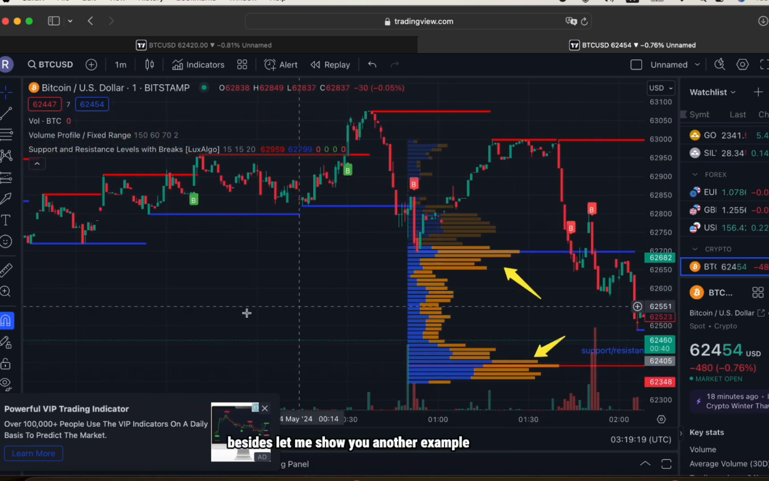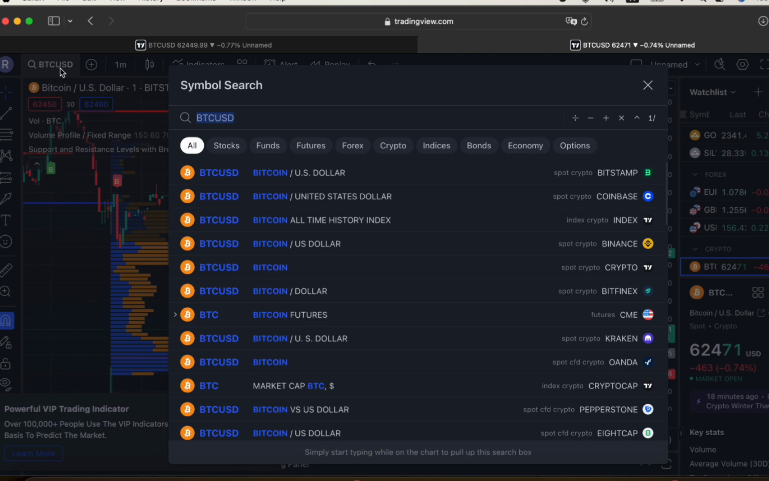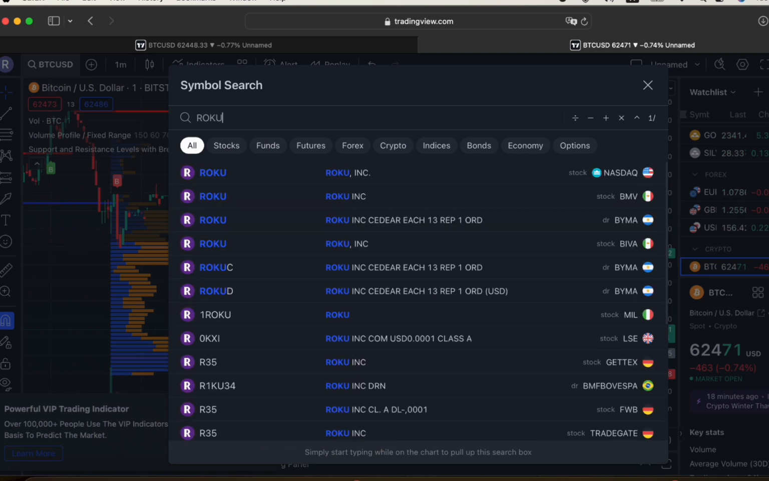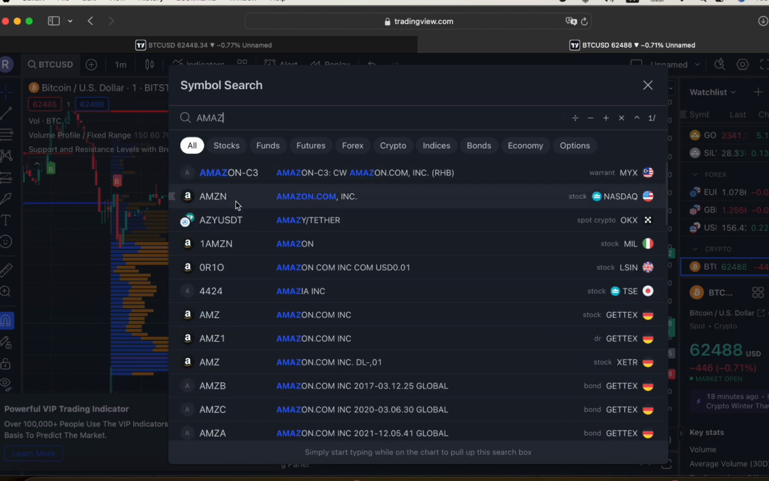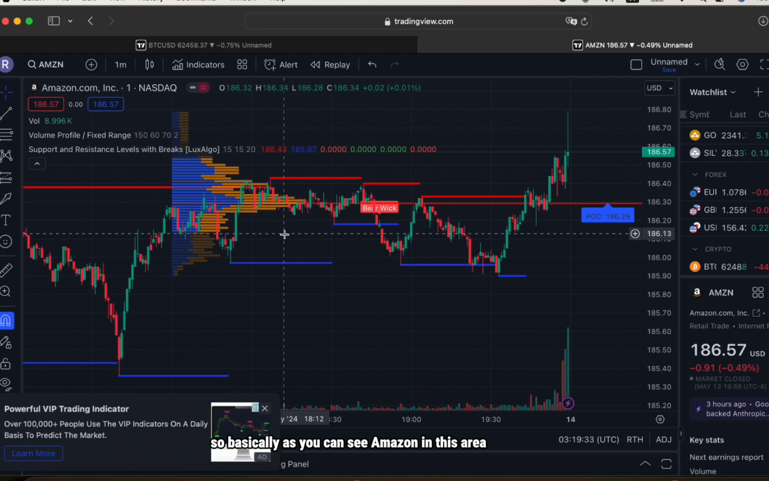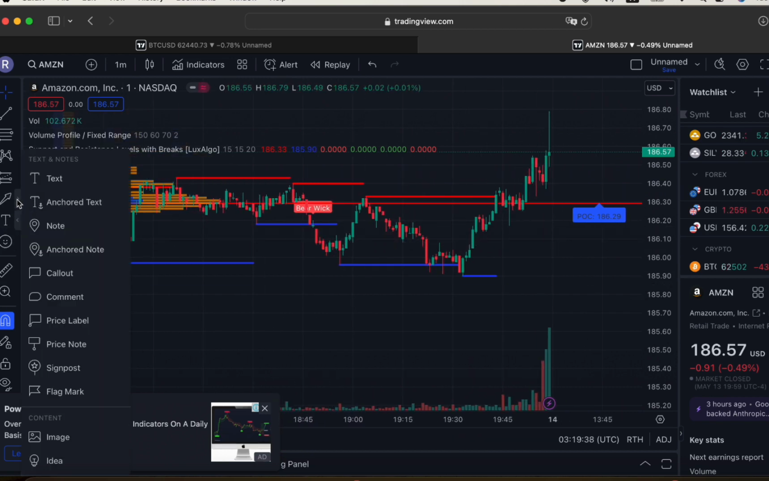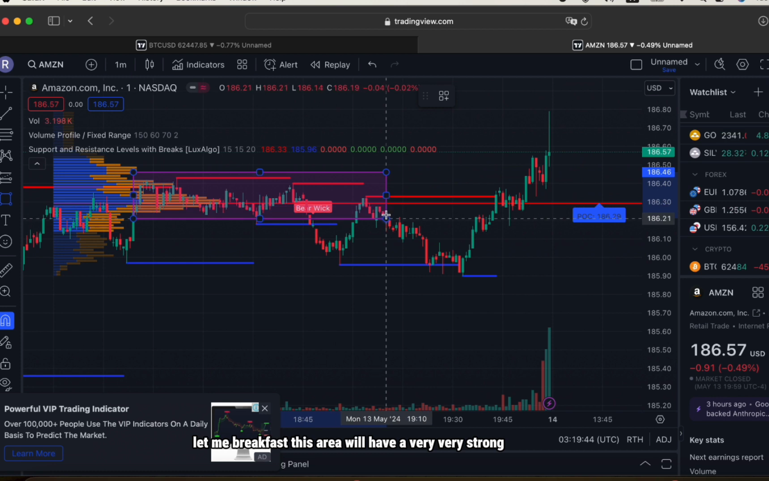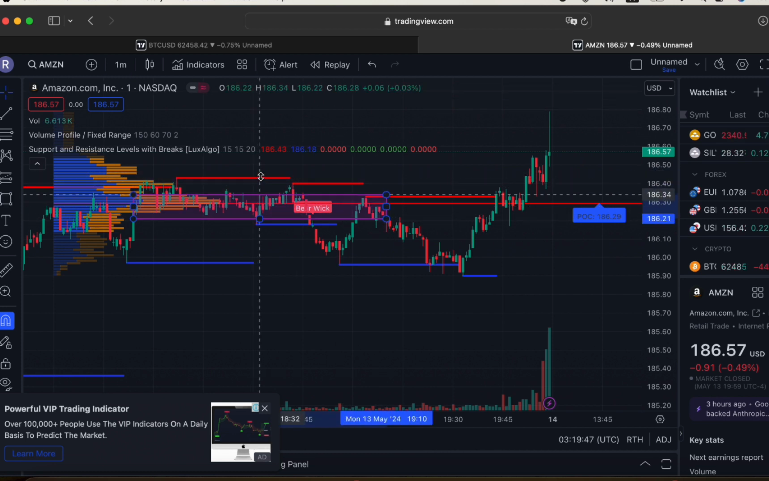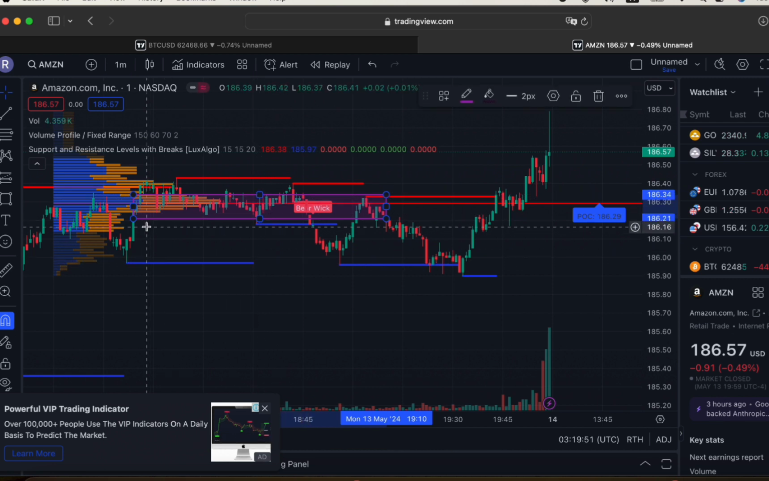Besides, let me show you another example. I will open a stock. For example, I will use Amazon. Basically, as you can see, Amazon in this area, let me plot first. This area will have a very strong support or resistance because the volume profile is quite high at this area.